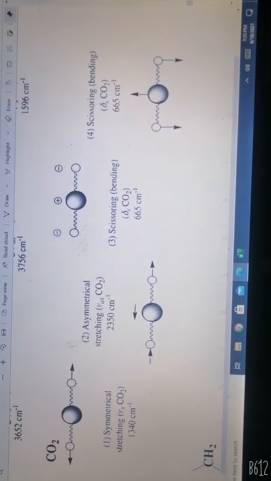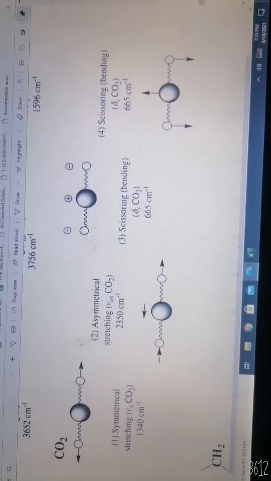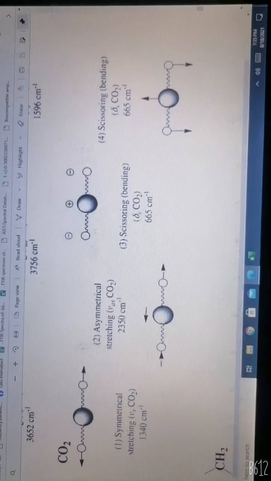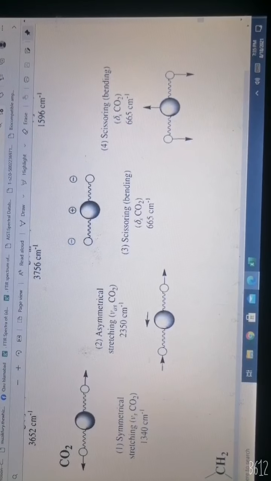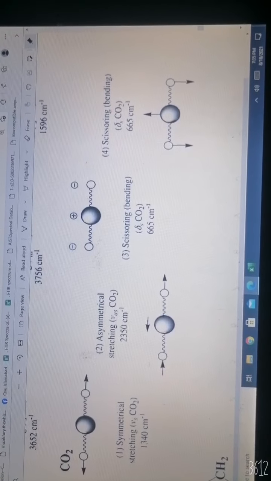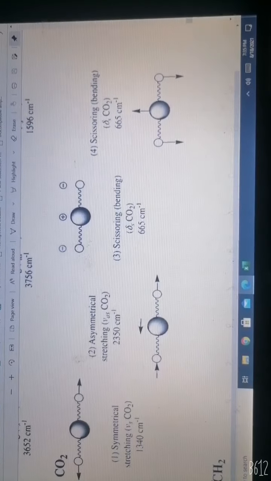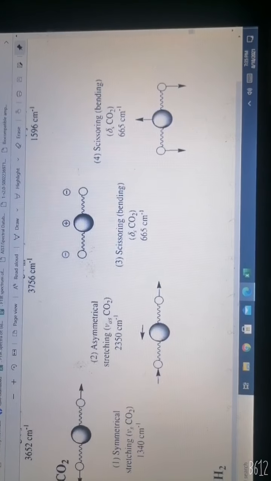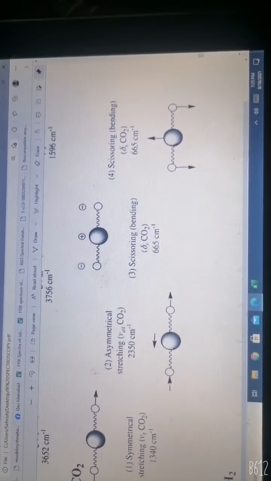Here in this diagram you can see the symmetrical stretching and asymmetrical stretching of carbon dioxide. There are two types of bending here, the scissoring, and you can also see that the frequencies are mentioned with the diagrams. You can clearly observe the symmetrical and asymmetrical stretching, and in bending we have observed the type that is called scissoring.